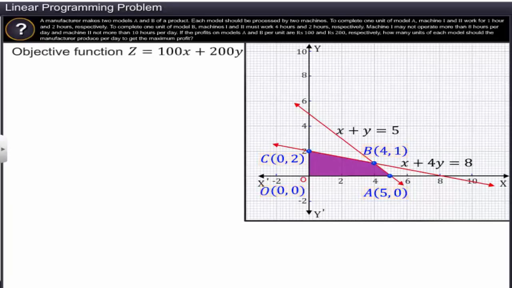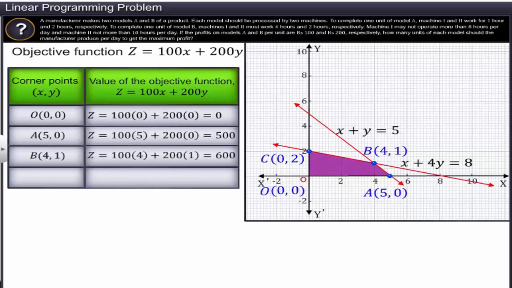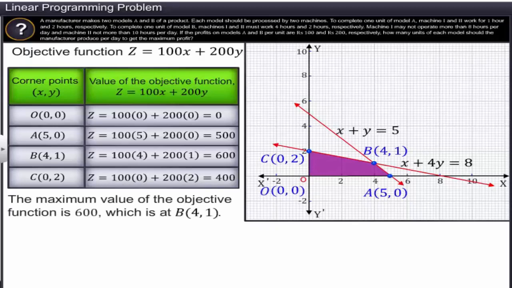As per Theorem 1, the objective should be maximized using the corner points of the shaded region. Let us substitute the corner points in the objective function. The value of the objective function is 0 at the origin, 500 at A (5, 0), 600 at B (4, 1), and 400 at C (0, 2). The maximum value of the objective function is 600, which occurs at B (4, 1).